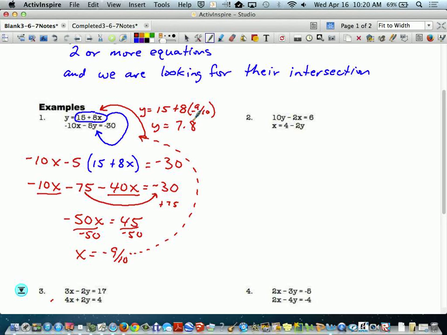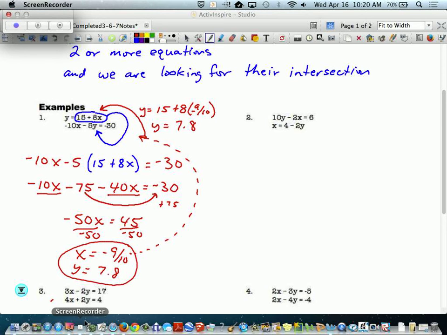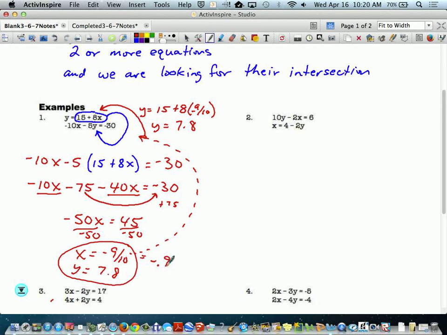So my answer then is this x and y. You want to write both of them down. If you want to use negative 0.9, that's totally fine. Either one. But the assumption here is don't assume that it's always going to be nice whole numbers or nice integers. You may run into some decimals. Okay?